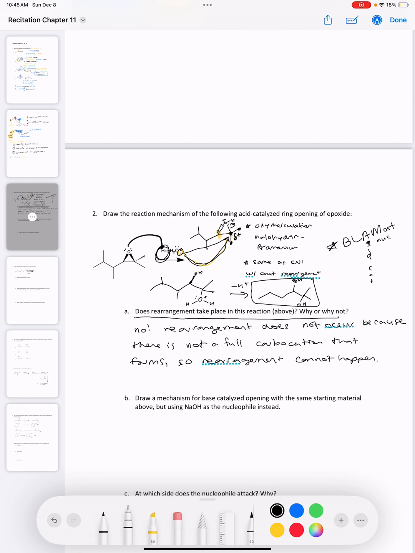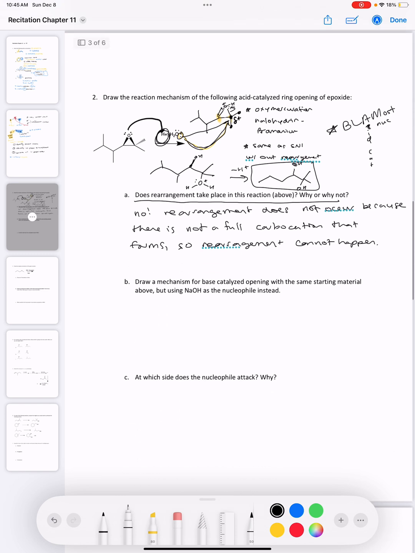Something like that. Okay. Draw a mechanism for base catalyzed opening with the same starting material above, but using NaOH as the nucleophile instead. Okay, so if I was going to do that, again, I'm going to take away the stereochemistry because I'm not going to test you on that, or at least I'm not for this semester. What is this? Fall 2024. Okay, so the nucleophile in this one, base least, acid most. So the base likes to attack the least substituted side.